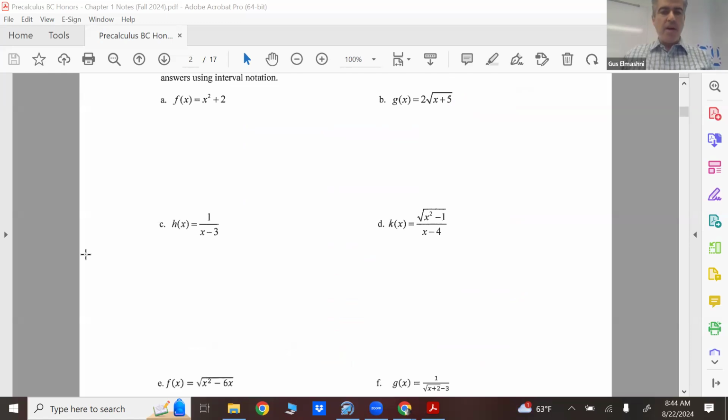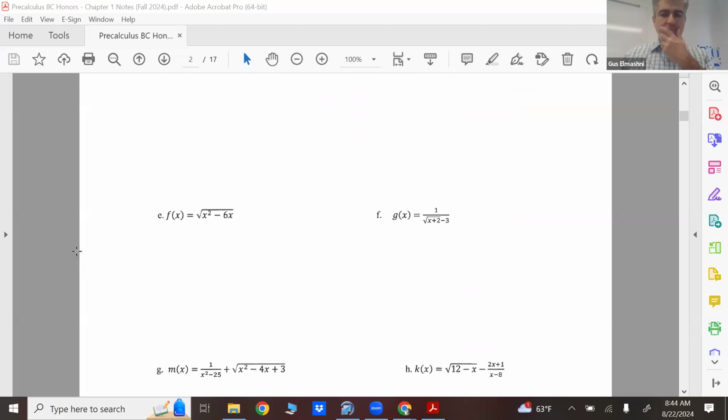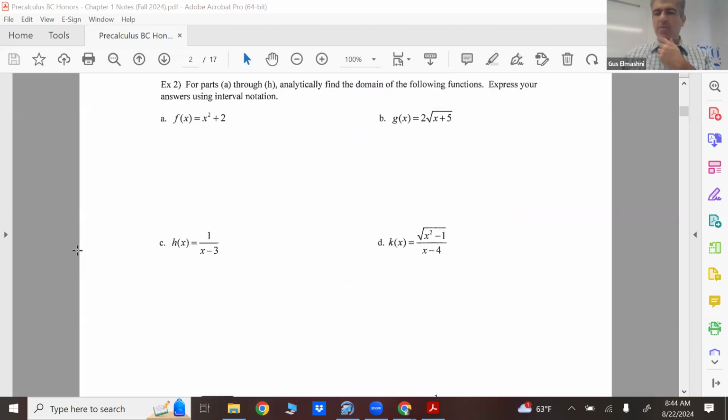So what I'll do is I'll do the first 4 to kind of get started, and then have you guys do E through H in your table groups, and I'll walk around and help you guys out. So if we look at A here, x squared plus 2, right? I mean, it's pretty obvious. Is there any reason to be a restriction? No, exactly.